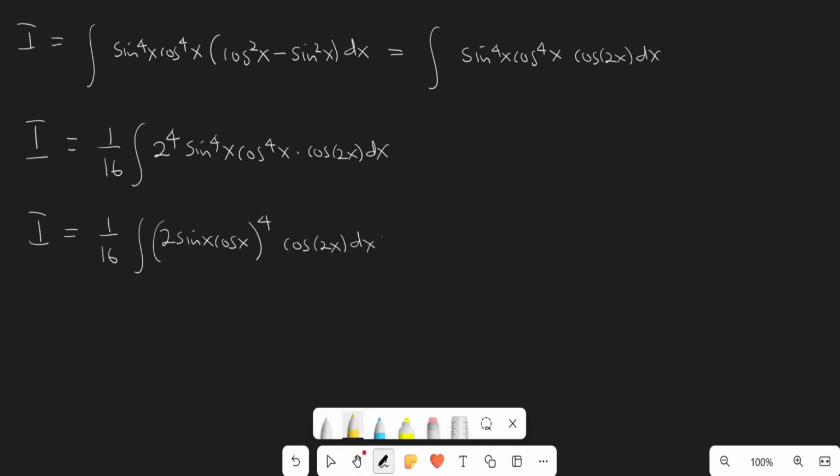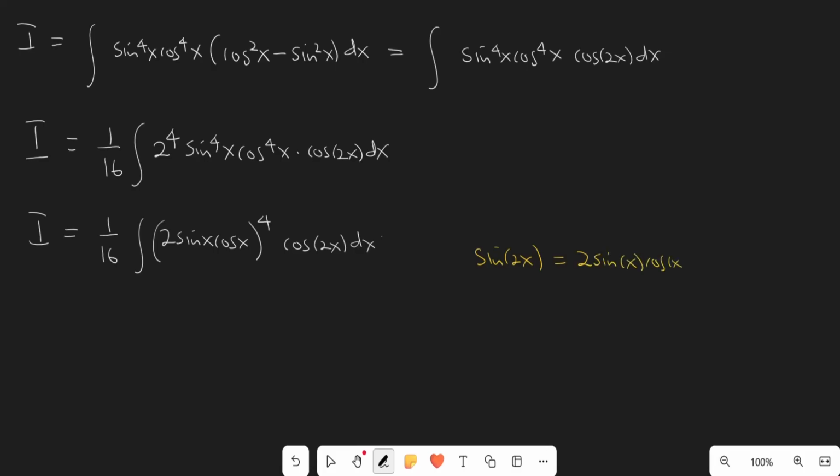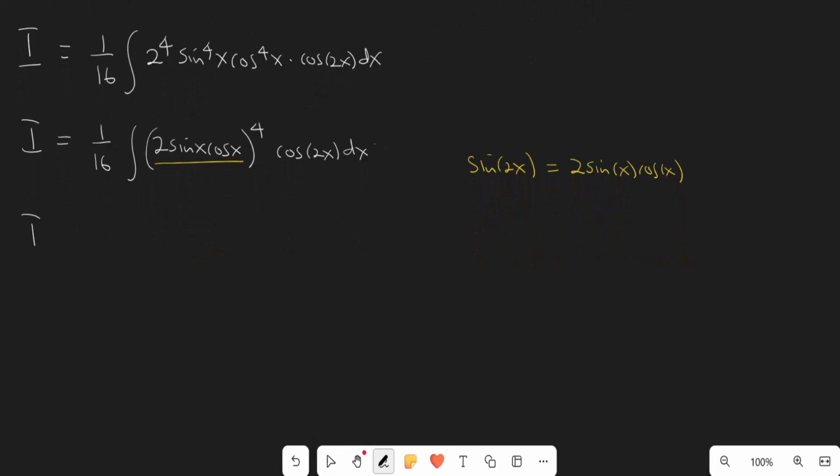And we also know from the double angle identity that sine of 2x is the same as 2 sine of x cosine of x. So I'm just going to replace this with sine of 2x. So our integral I is going to be 1 over 16, then the integral of sine of 2x raised to the power 4, and then cosine of 2x dx. And now let's do a u-sub.